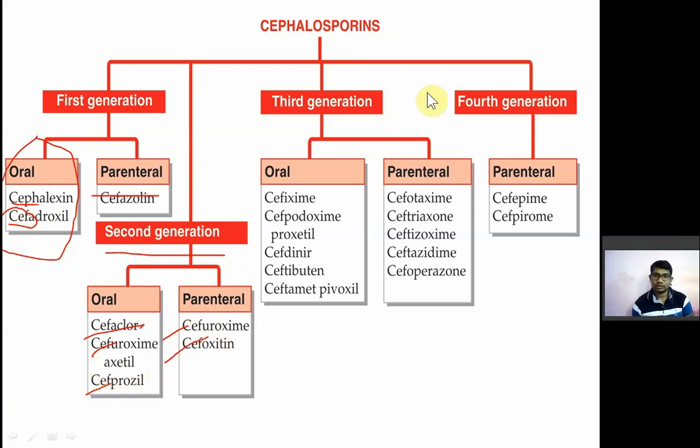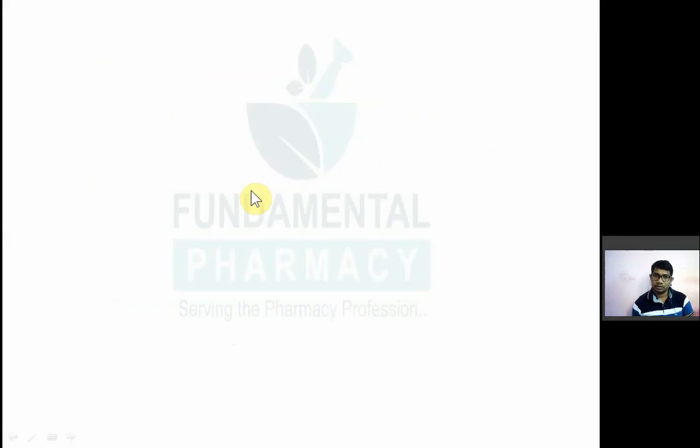Then third generation oral cephalosporins: cefixime, cefpodoxime proxetil, cefdinir, ceftibuten, and cefditoren pivoxil. Parenteral: cefotaxime, ceftriaxone, then ceftazidime, cefoperazone. And the fourth generation is nothing but cefepime and cefpirome. You have to remember this classification, it is very important.